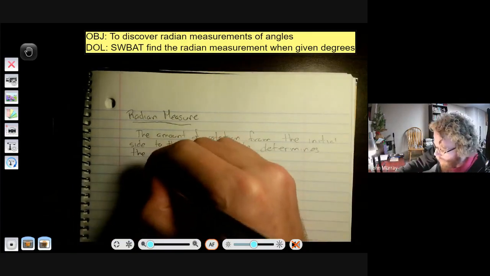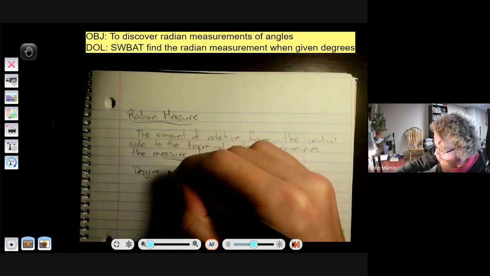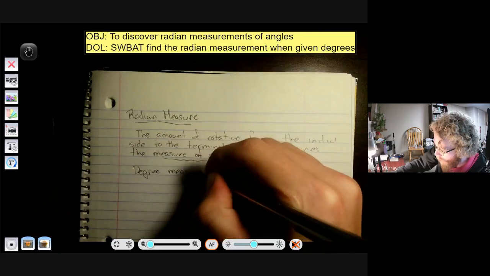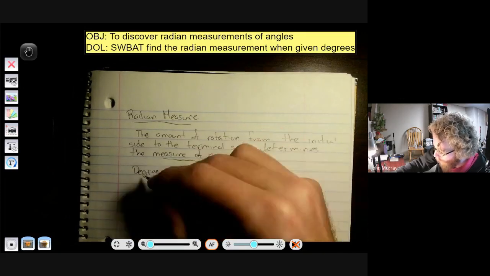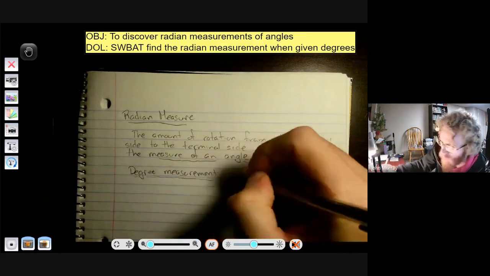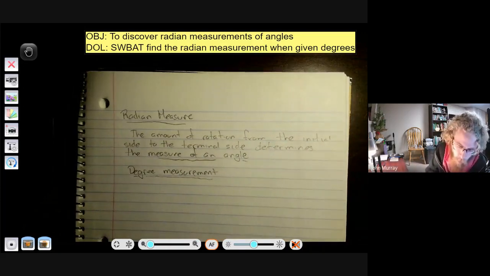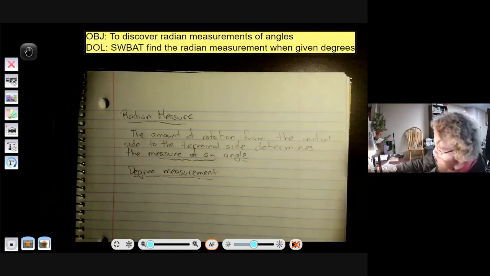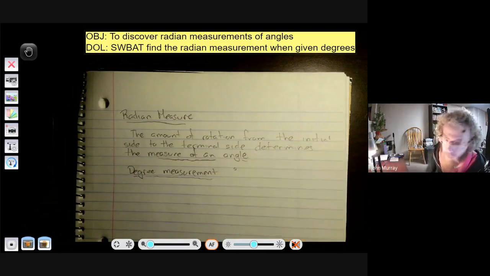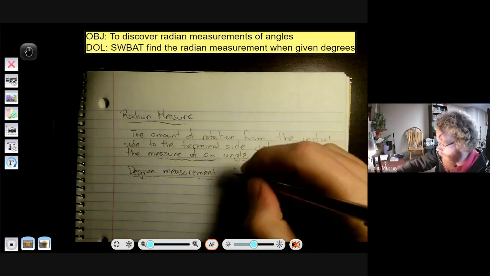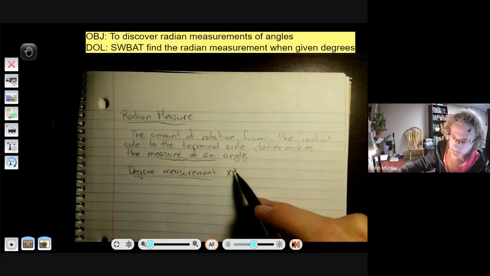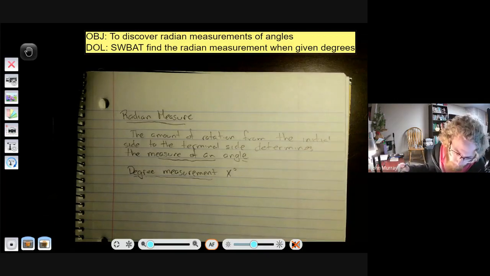Hopefully, though, you are familiar with degree measurement, right? And that's normally how we talk about angles. We talk about degrees. We use the symbol, the little o, right? So that would be x degrees.